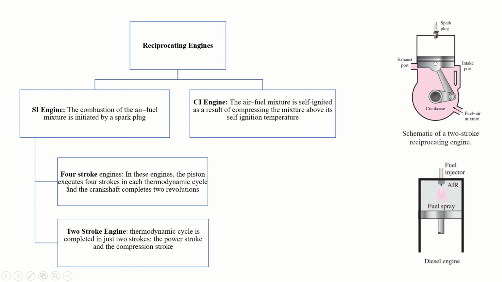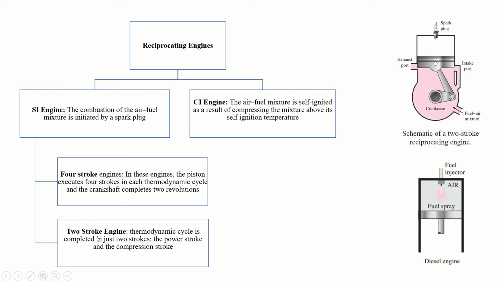The spark ignition engines are further classified into two branches, which are four-stroke engines and two-stroke engines. In the four-stroke engines, the piston executes four strokes in each thermodynamic cycle, and the crankshaft completes two revolutions. It means that the cycle is completed in four strokes. First, I will explain it in the next video, where you can see that the complete thermodynamic cycle is completing in four strokes, and four strokes of the piston are converted into complete crank revolutions.